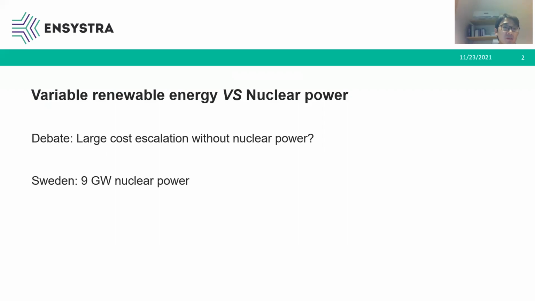For the case of Sweden, there is around 9 gigawatts of nuclear power in the system, which contributes to roughly 40% of the annual electricity production. The current Swedish nuclear fleet is getting old, and the decommission is planned for the coming decades. Therefore, there is an ongoing political discussion about whether new nuclear power plants should be invested after the decommission of the older ones.